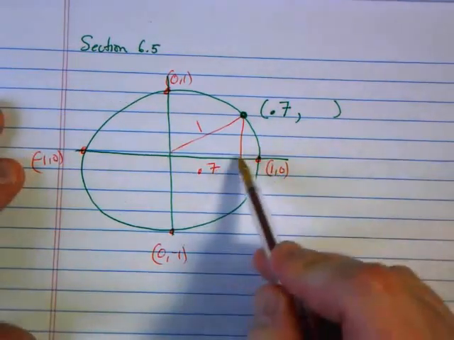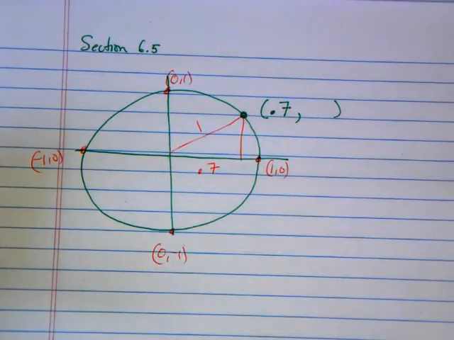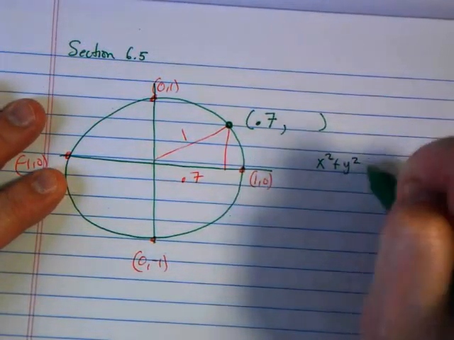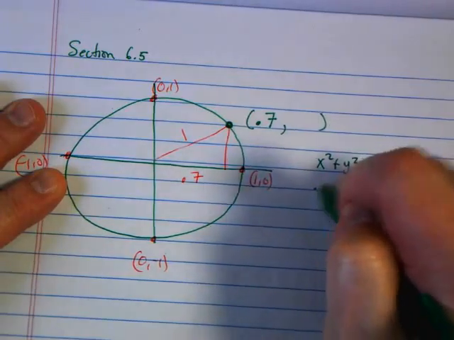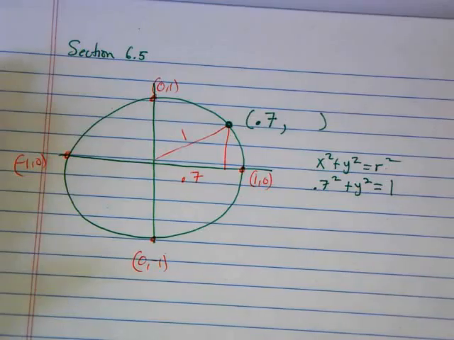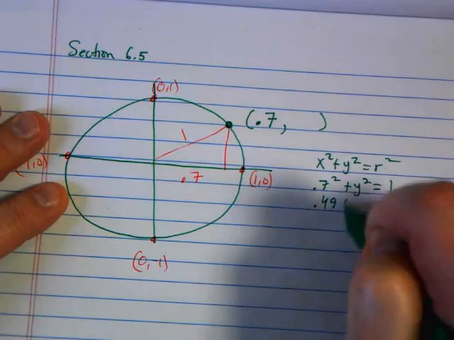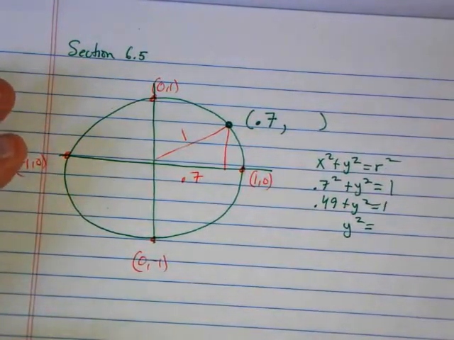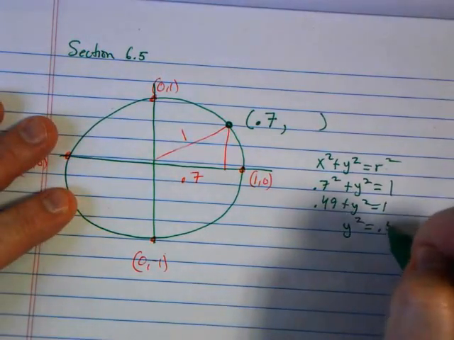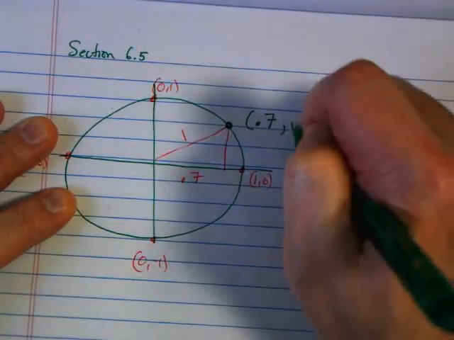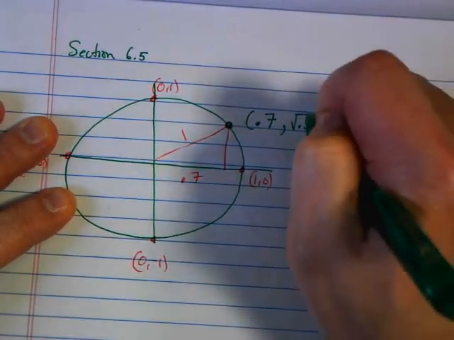So how would we find the y value? Our good old friend, the Pythagorean theorem, right? So we would have x squared plus y squared is r squared. So 0.7 squared plus y squared is 1. What's 0.7 squared? So 0.49 plus y squared is 1. So y squared is 1 minus 0.49? 0.51. So y would have to be the square root of 0.51.